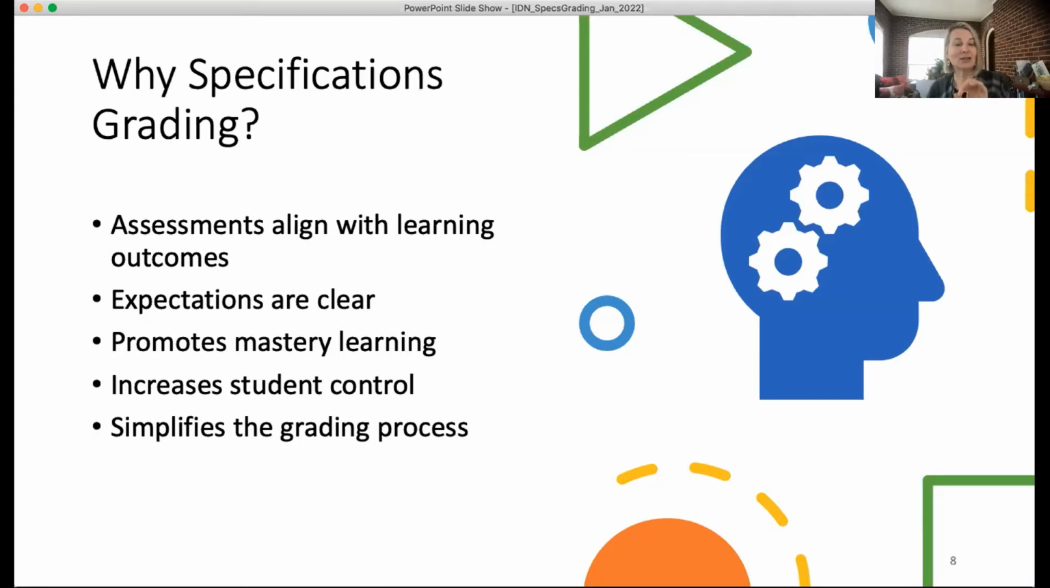Remember a minute ago when I said the frustration of feeling like you have to give students feedback that justifies all of the little point deductions that you've taken? Well, if the expectations are clear up front, you shouldn't be in that situation of feeling like you have to justify yourself as the instructor.